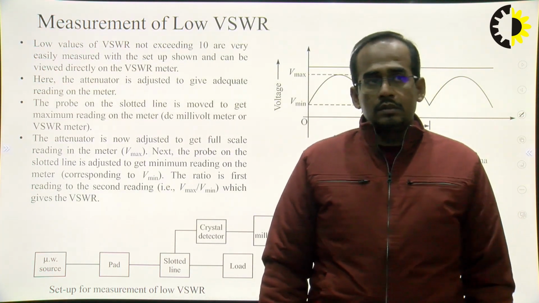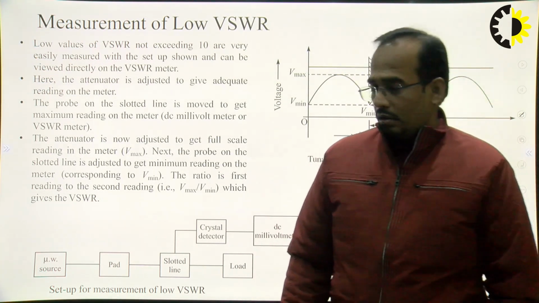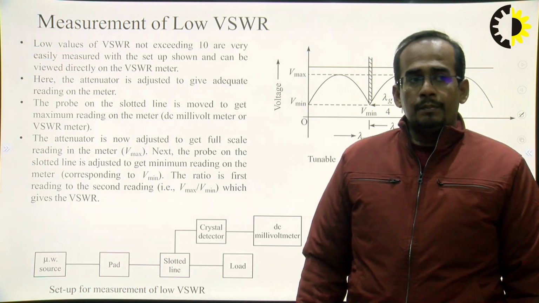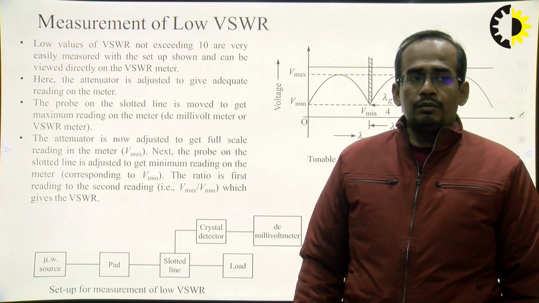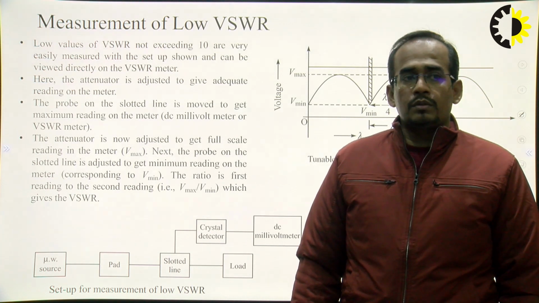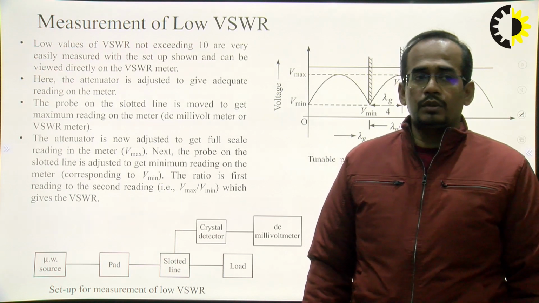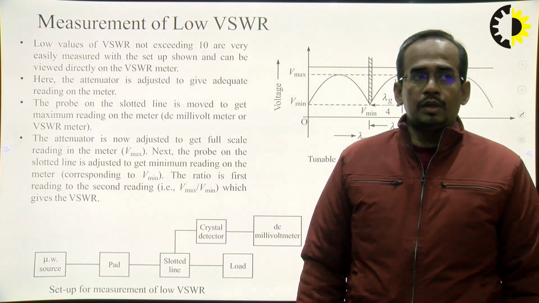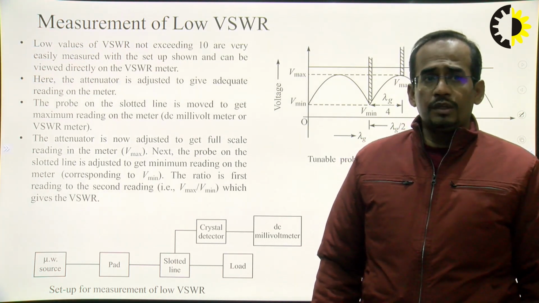For measuring this low VSWR, the setup is shown in the slide. In this setup you can see that there are 6 blocks. First one is microwave source, second is pad, third is slotted line, fourth one is crystal detector, fifth one is DC millivolt meter, and sixth one is the scope. By using this setup we can measure the VSWR.